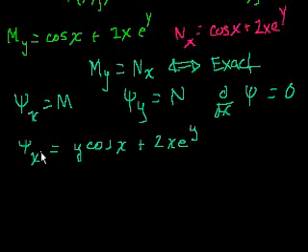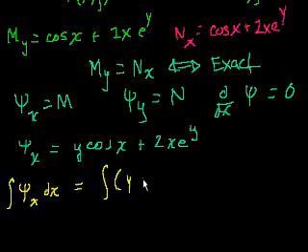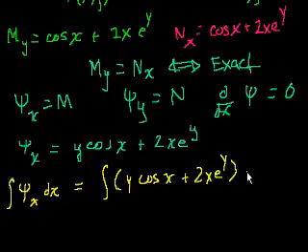So let me just write that down. The partial with respect to x, we're going to integrate with respect to x. That is going to be equal to the integral of this whole thing, cosine of x plus 2x e to the y. We're integrating with respect to x.